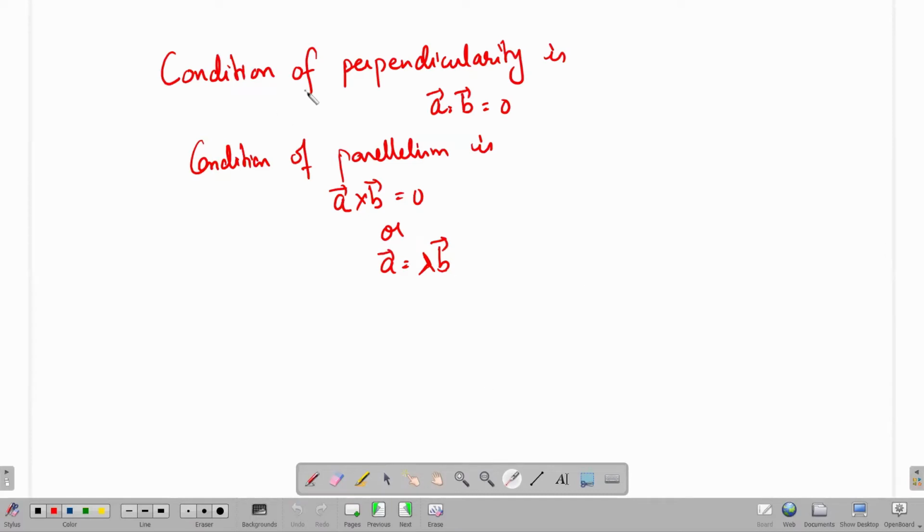So what we conclude from here: the condition of perpendicularity is a dot b is 0, and the condition of parallelism is either you prove a cross b is equal to 0, that is the cross product is 0, or we can use this equation that a is equal to lambda times b. Both are conditions for parallelism.